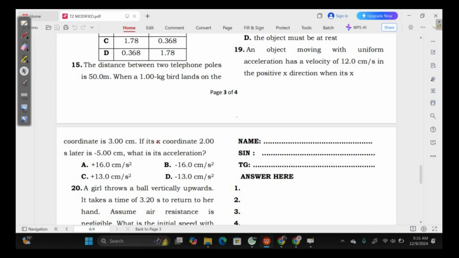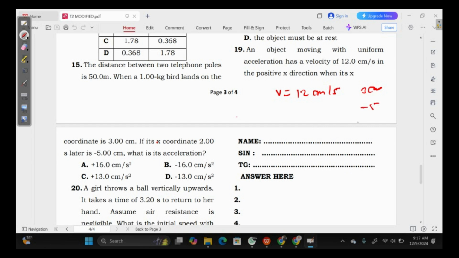So now what they're trying to tell us is that we have been given the velocity. Okay, so it was moving uniformly at 12 centimeters per second. So they are saying that we have, at this point, the distance was 3 centimeters. Then 2 seconds later it changed. The distance now was negative 5.